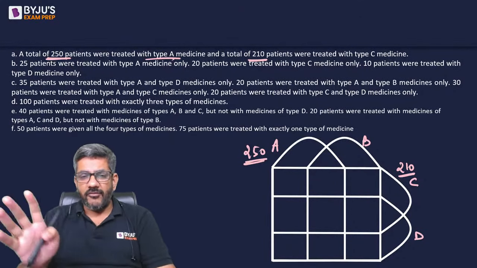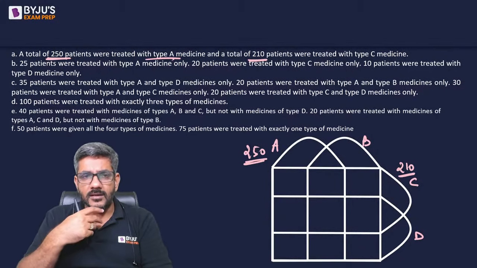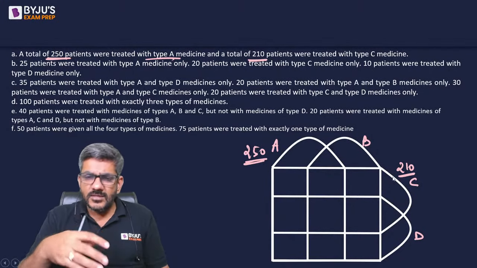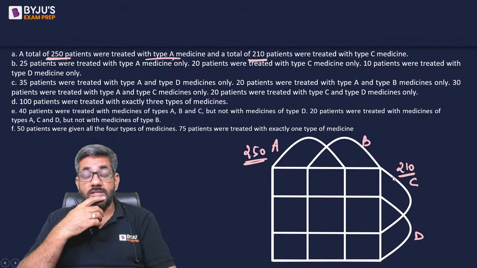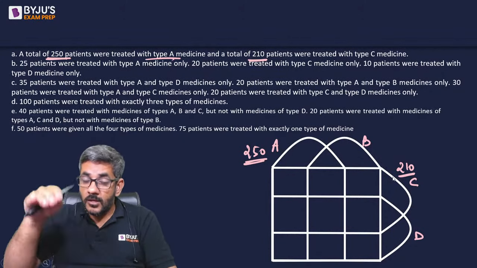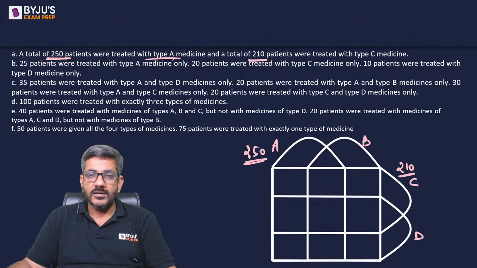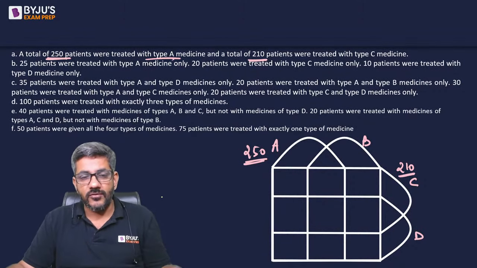Now, I forgot one part. Let me just go back for a little time. There might be some people who have not heard of this Venn diagram before. So what area represents what? Let me just talk about that as well for a moment.